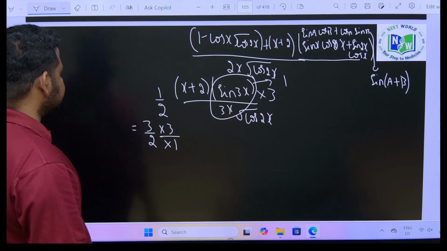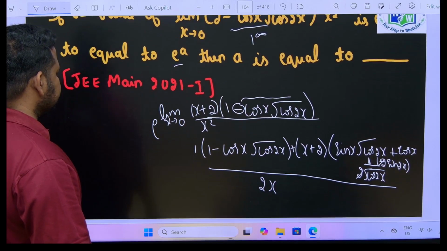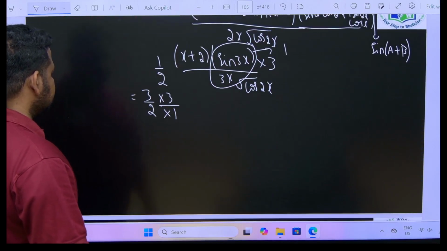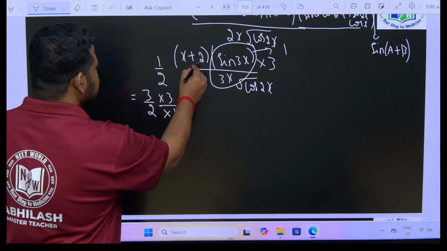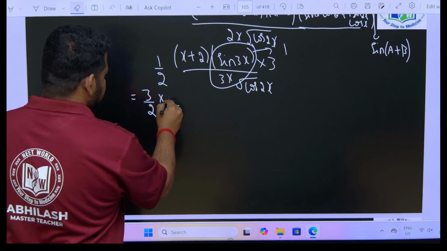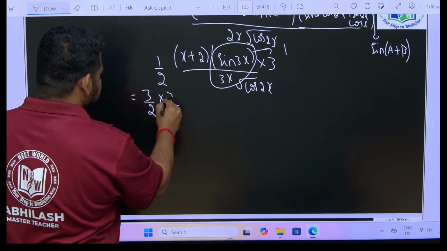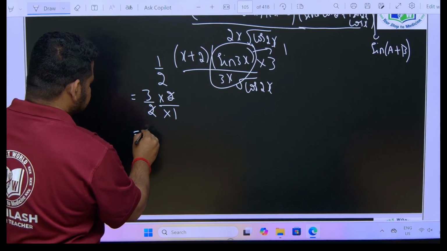The value of a is what they are asking. E power a is what is the question. So if I put x equal to 0, this will not be 3. If I put x equal to 0, this value will be just 2. So the 2 cancels. So we are having e power 3.